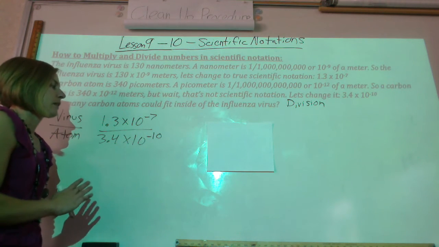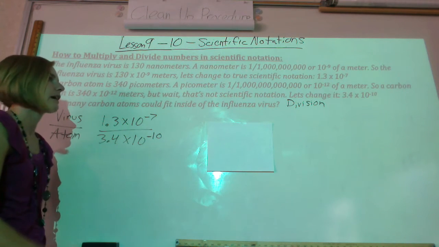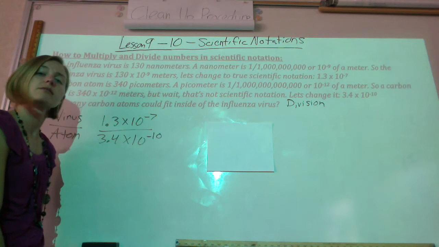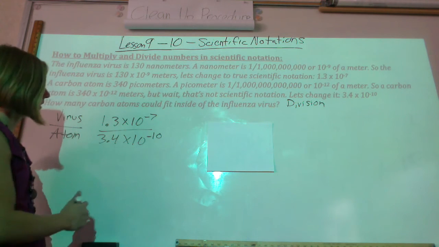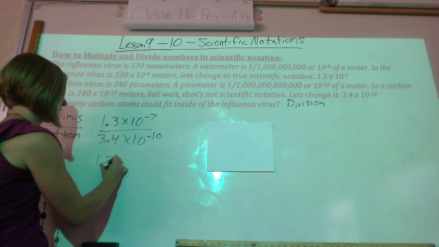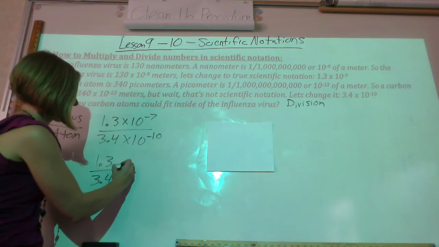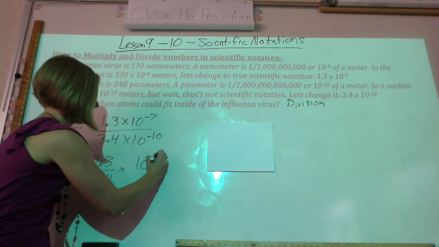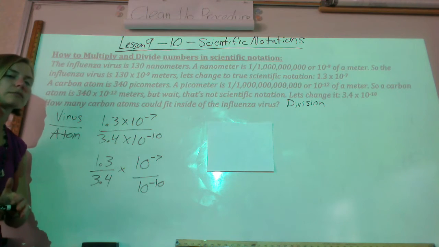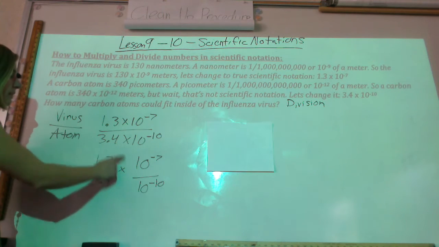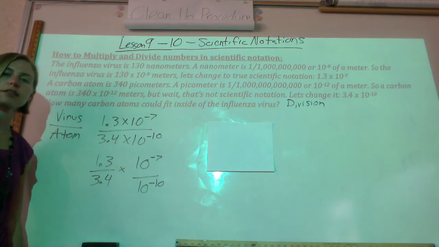Now, let's separate these. Right now you're looking at this, you're like, I don't even know what to do with this. So let's separate them, because in math, you can do that. So we have 1.3 over 3.4. And then we can put the 10s over each other. Hopefully now it's looking a little bit more similar to something you've done before. This is just a regular division problem that you've done since like 3rd grade.